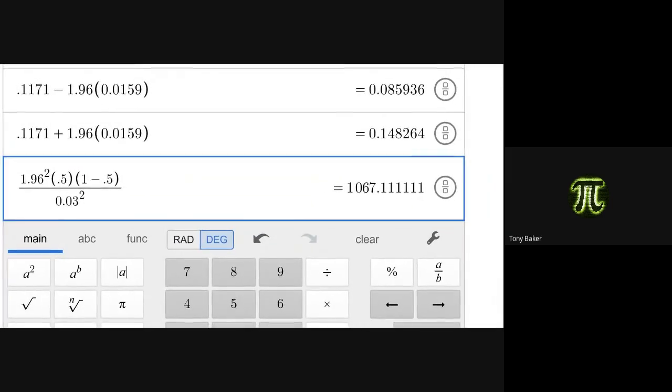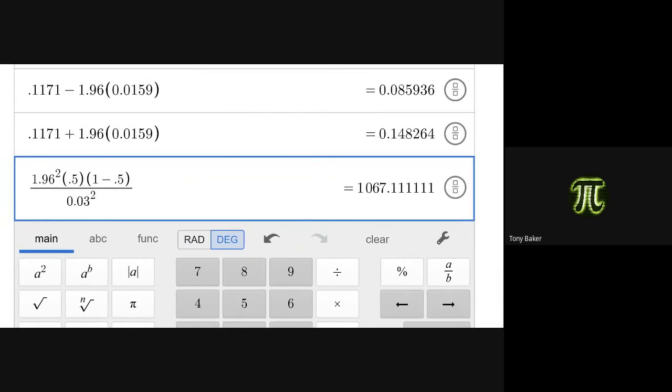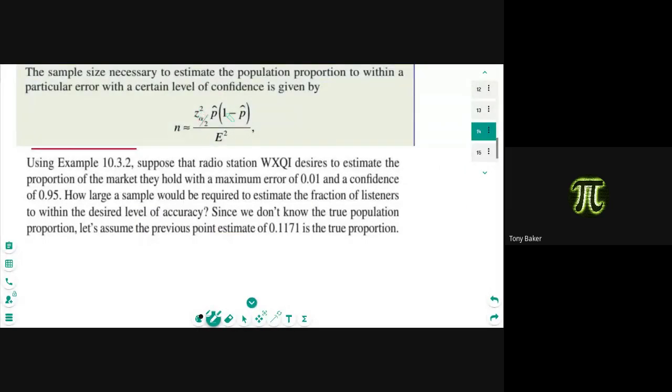Why isn't all of that in parentheses, like we did? Because the whole thing is in parentheses in this equation. Look at the equation. The whole thing is in parentheses. So I didn't put the whole thing in parentheses because the whole thing's not in parentheses.